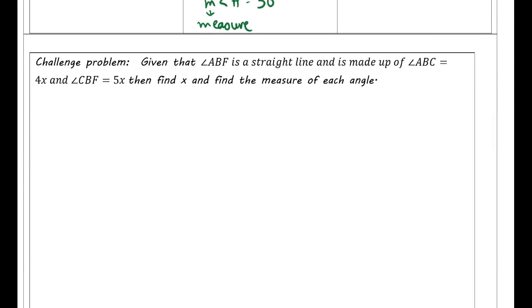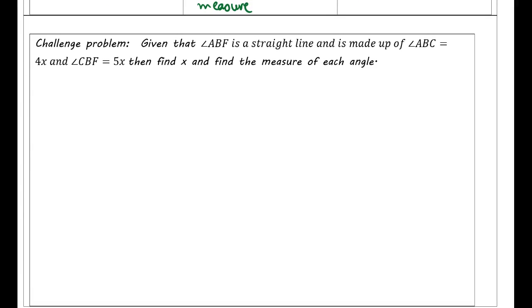All right, cool. And the last one is just to pull it all together before you try the homework. It's the challenge problem. Given that ABF is a straight line, let's draw a straight line and call it ABF. It doesn't matter where your A and F are, but B better be in between them. There we go. So ABF is a straight line, and it's made up of angle ABC, which is 4x, and CBF, which is 5x. Find x and find the measure of each angle.